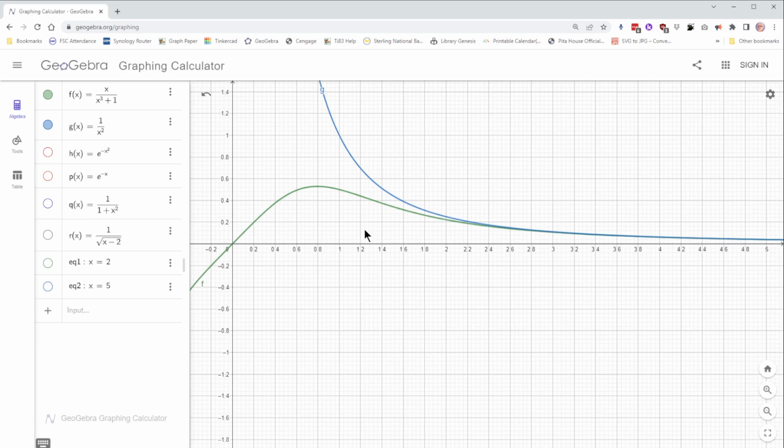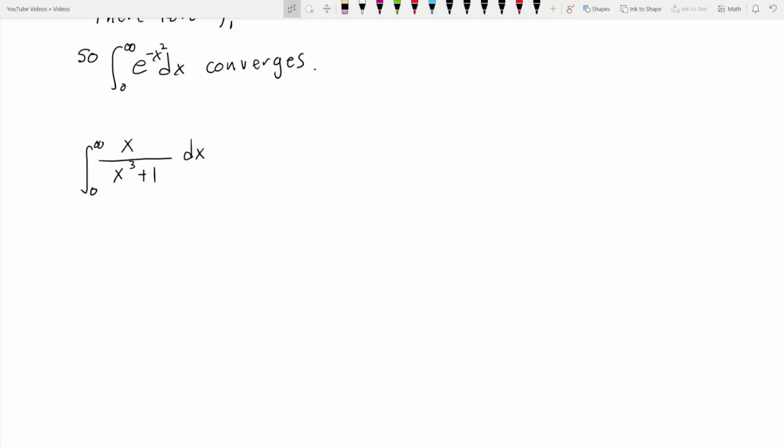In order to prove that it works, I have to come up with an algebraic proof that this is true for all x. Sorry, brain went to sleep for a second. So let's go back to the board here and see what we can do.